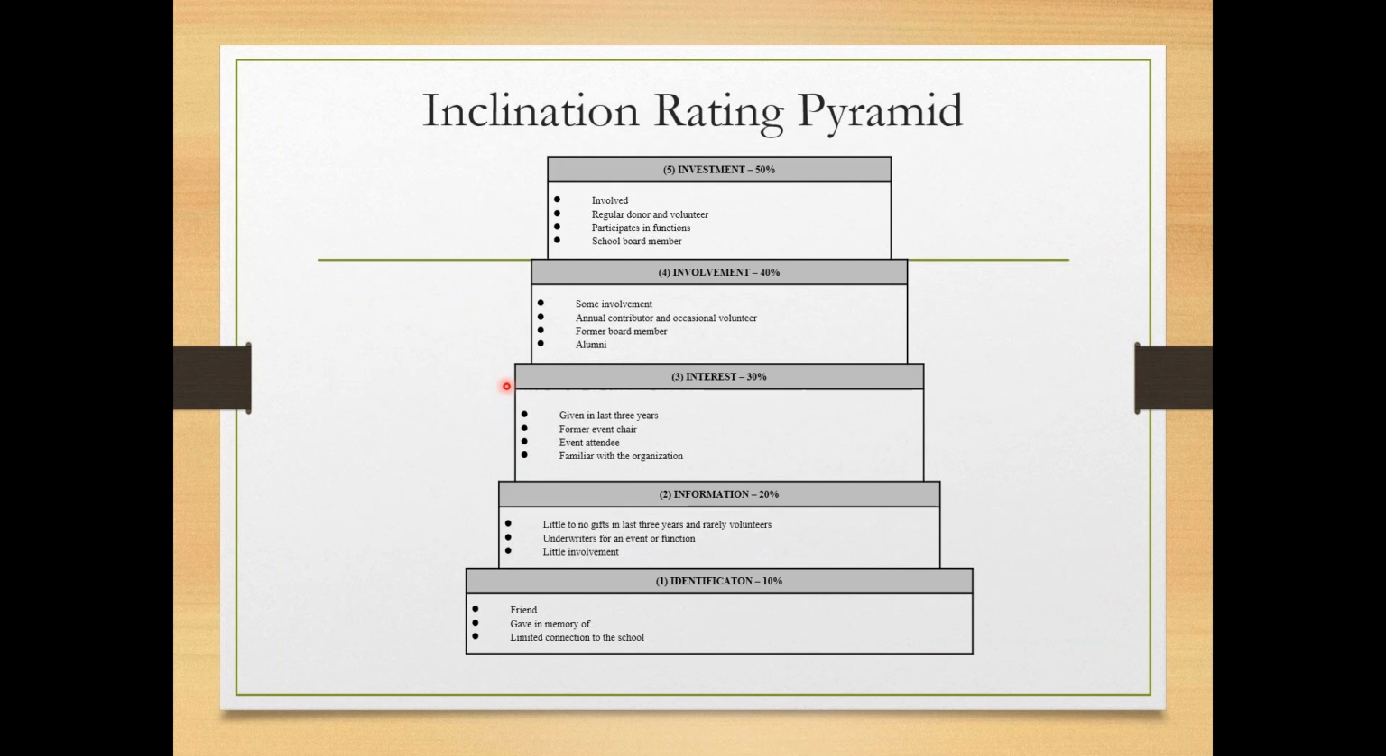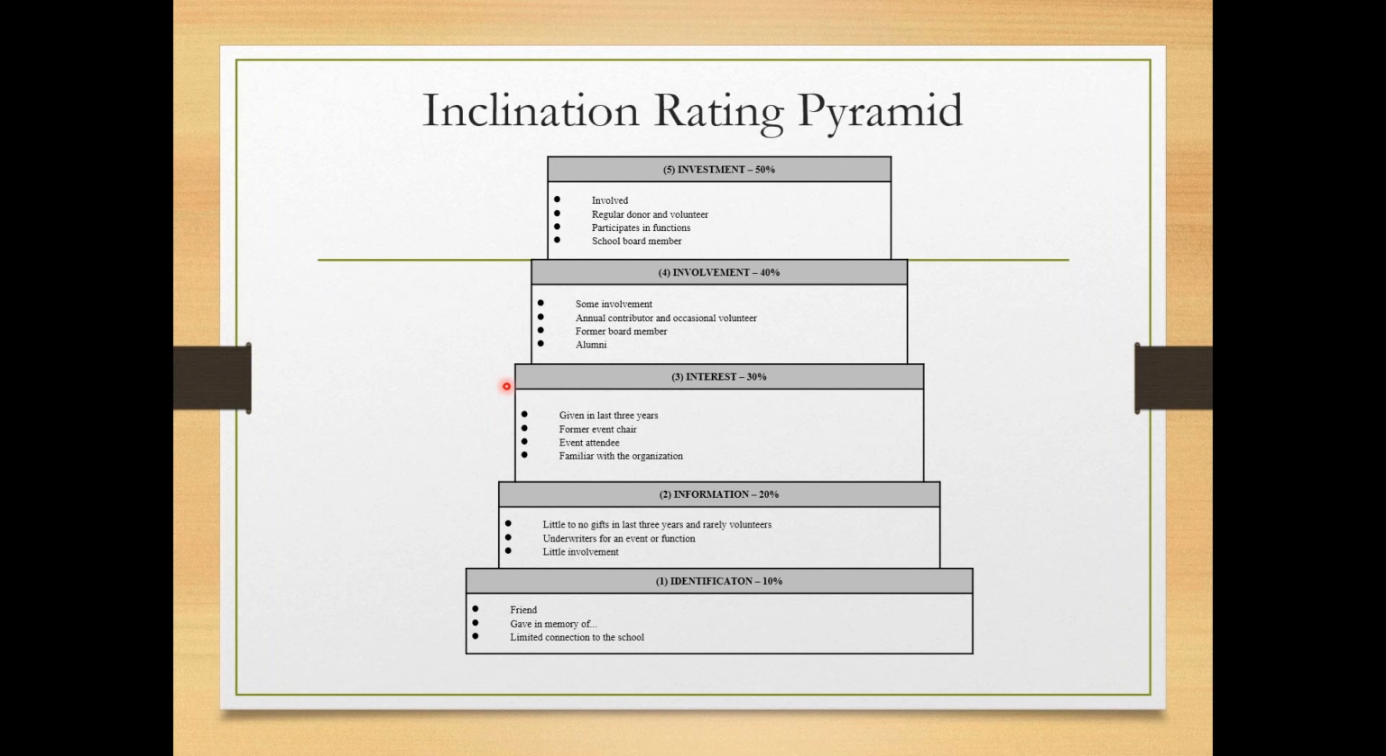Right. Let's go ahead and, this is the 5 I's, the inclination rating pyramid, the 5 I's, and as I mentioned, the investment is 50%. You see, they're involved, regular donor, participates in functions, school, member of some organization you might have, alumni. Involved is a 40%, and then the 3, interest, 2, information, 1, identified. When you look at those scales over there, the comprehensive prospect rating, you can kind of see a picture to help you determine what window they might fall in here.